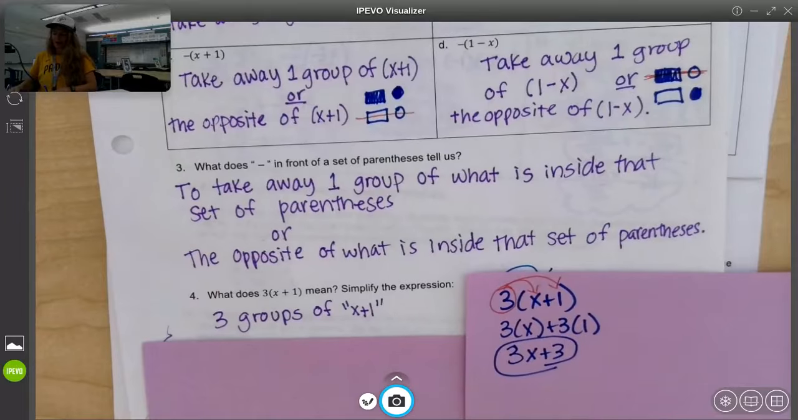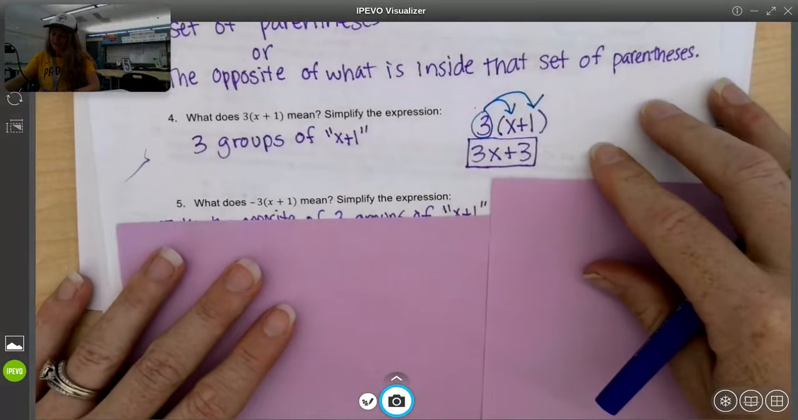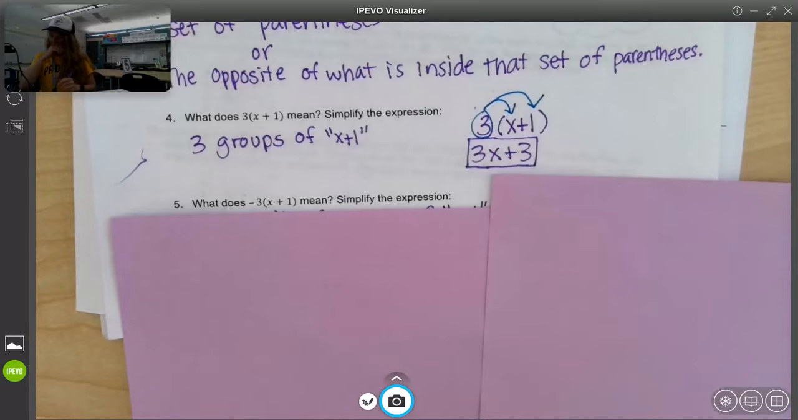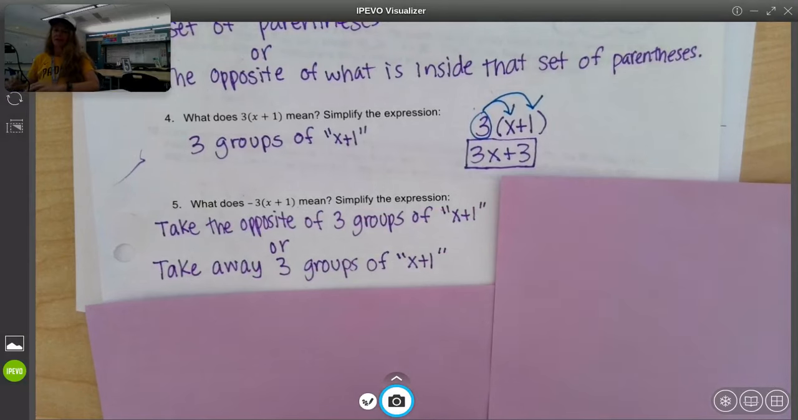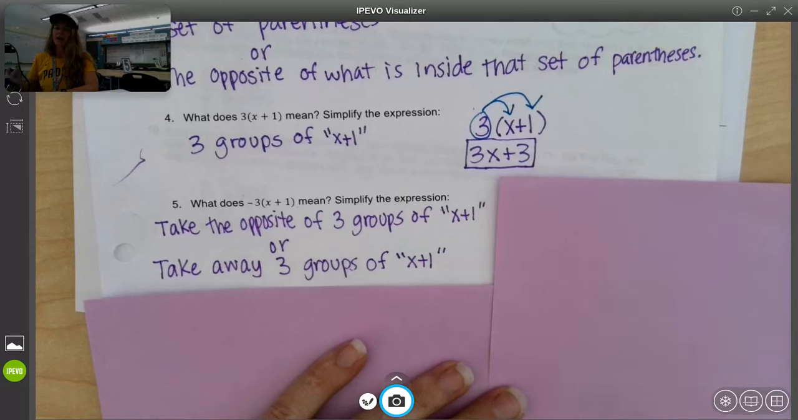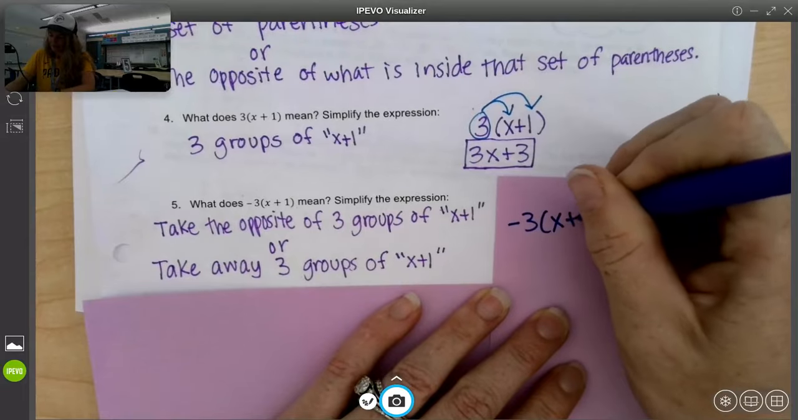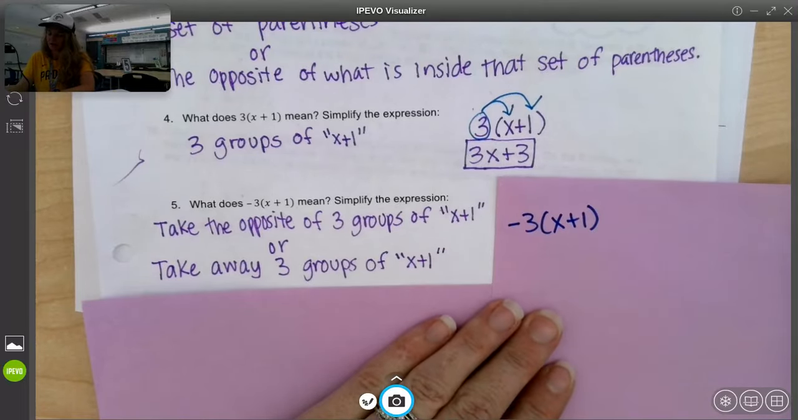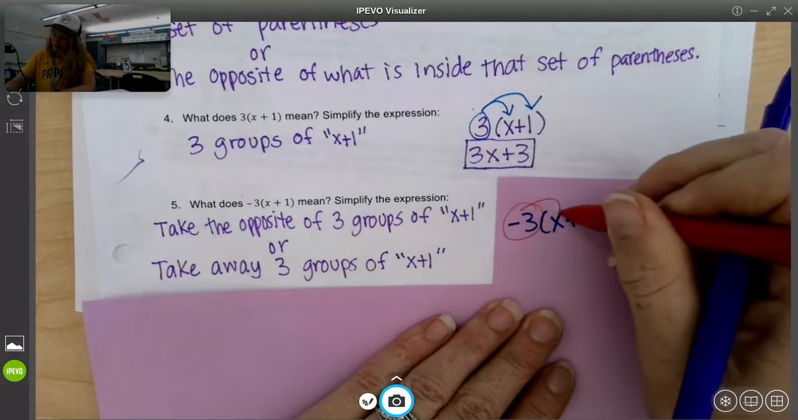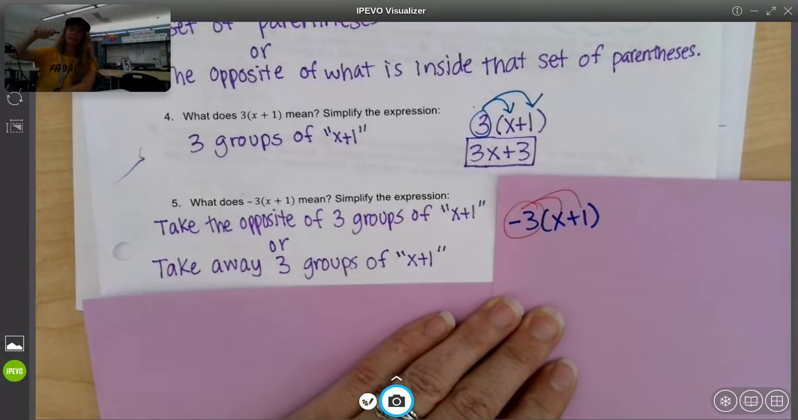Nice. The next one that we're going to be looking at is, but what does this mean? When you have a negative 3 times the quantity of x plus 1, and then simplify the expression. Well, this means take the opposite of 3 groups of x plus 1, or take away 3 groups of x plus 1. And let's show what that means. And again, don't forget to be writing down on your paper everything that's on my paper, and I understand you might need to pause the video to do that. So we're going to lasso it up and distribute it to everything in those parentheses. Almost looks more like I'm fishing than lassoing, casting it out.